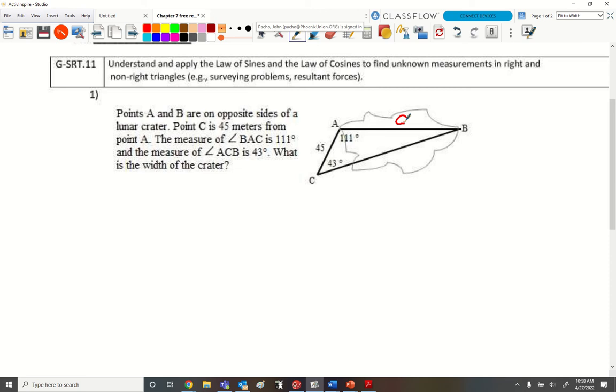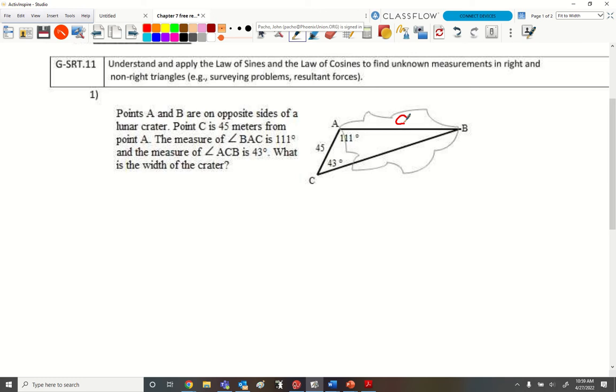Law of sine. Do I have to have a pair to use law of sine? Do I have a pair? I don't, but can I find it? I can find it. Why? All three angles in a triangle add up to 180. Very good. So do the math to give me angle B right now.